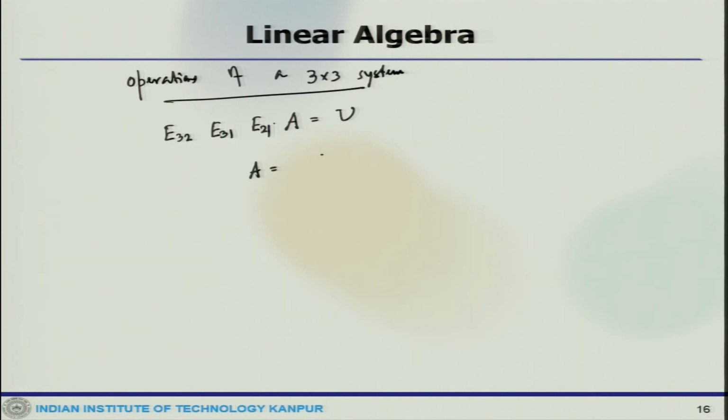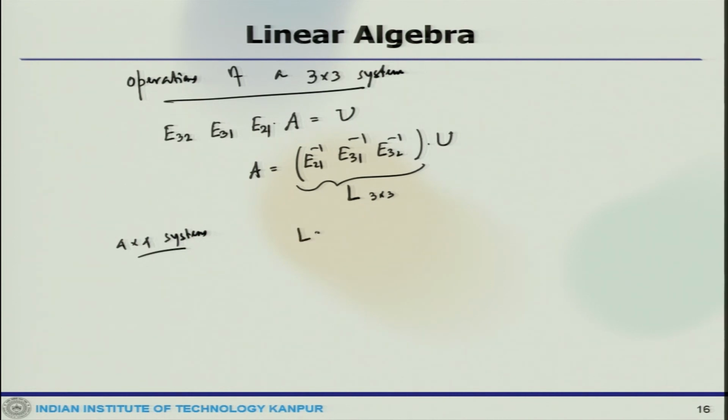And now to find out A, we get E32 inverse, E31 inverse, E21 inverse multiplied with U. So, one can think of this as the lower triangular system for a 3 by 3 matrix system. Okay.